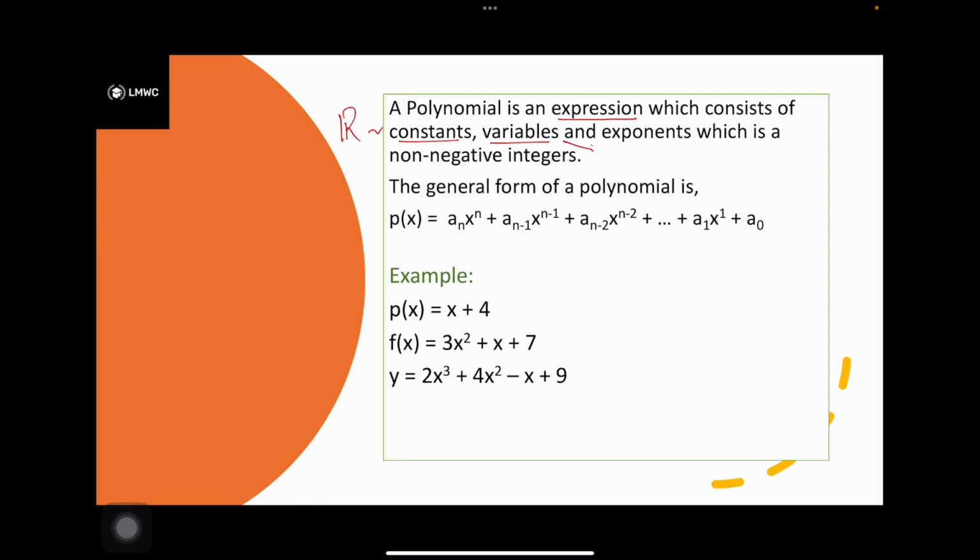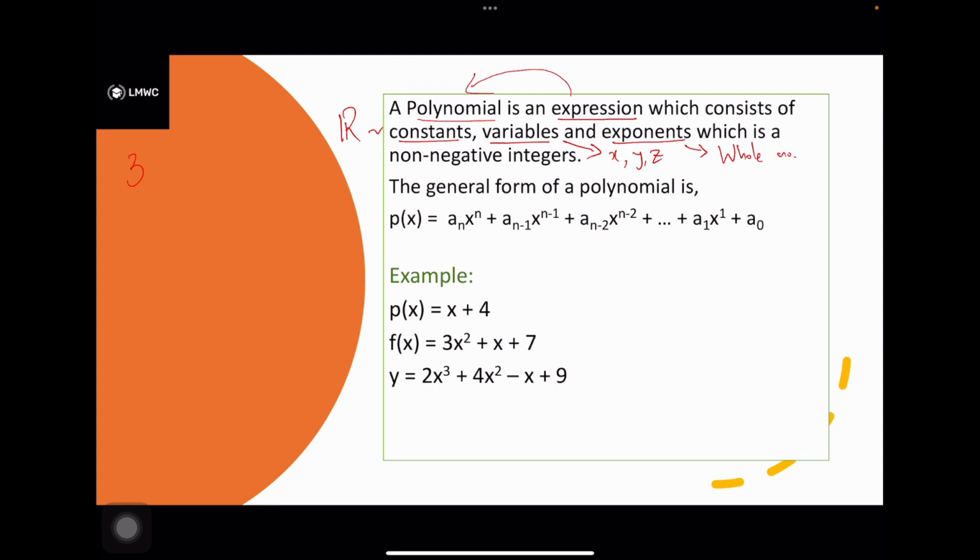So therefore, we use the variable x, y, z, the alphabetical letters, and the exponent. So here exponent means the power, right? So exponent, which is a non-negative integer, which is also equivalent to the whole numbers, right? So an expression which contains a constant, variable, and exponent, where exponent is a whole number, then such expressions are called polynomials. All right.